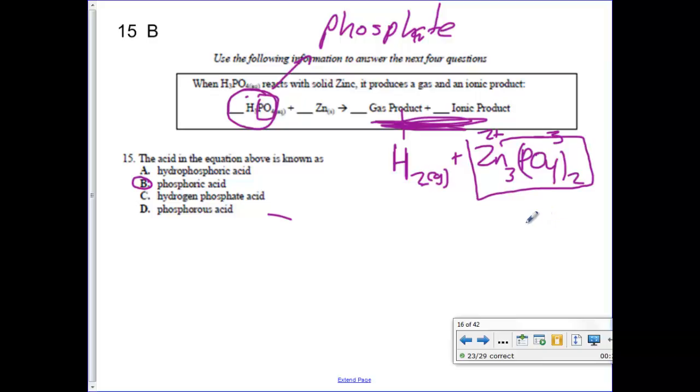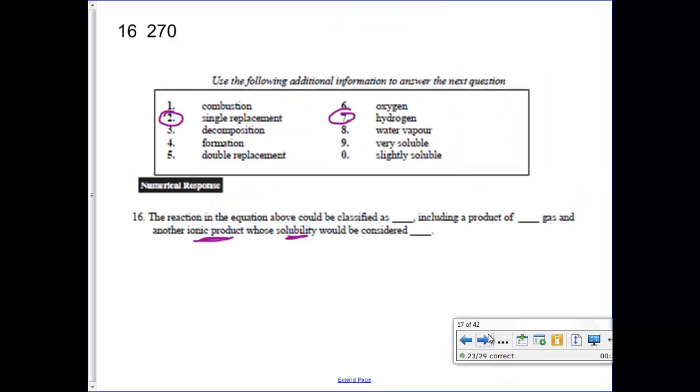So you guys know the chart I'm talking about? The one right here? So find phosphate, and then is zinc in the top column? It's not. So if it's in the bottom column, this guy should have been a solid. So then it should have been slightly soluble. So the right answer was 270. That makes sense?